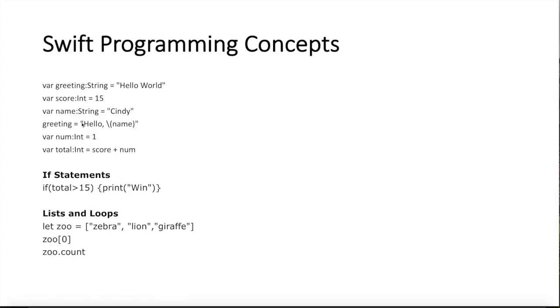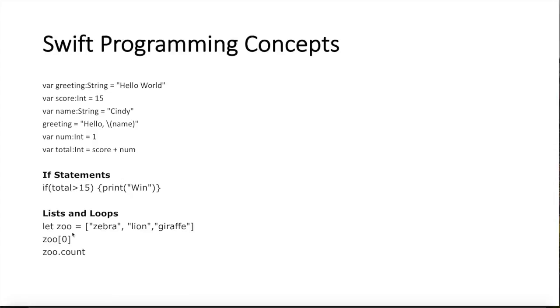Generally, they'll create things in a string, and then this backward slash here escapes something that you want to include as a variable. And so, I just want to say hello, Cindy, and put the value of the variable name here in this greeting. And you can do math. You have if statements. They're very similar to what we have in JavaScript. And then there are also loops.